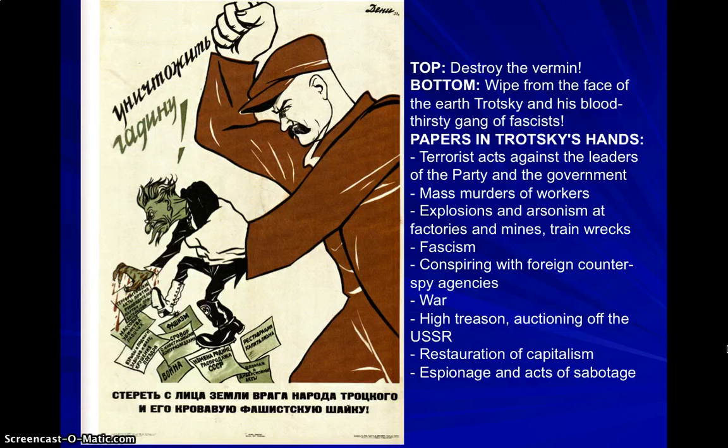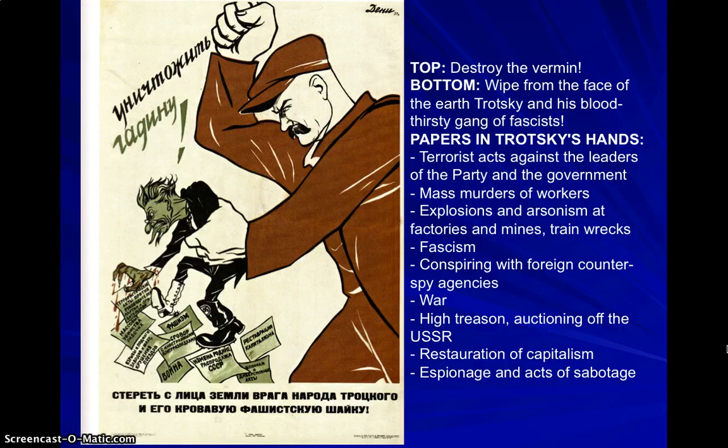All these papers that Trotsky has in his hands, one of them is terrorist acts against the leaders of the party and the government. Another one is mass murders of workers. Another is explosion and arsonism at factories and mines, train wrecks. Another one just simply says fascism. Conspiring with foreign counter-spy agencies, war. High treason, auctioning off the USSR. Restoration of capitalism. Espionage and acts of sabotage. All of these things are things that they were accusing the enemies of the revolution of doing, and he's simply describing them to Trotsky.